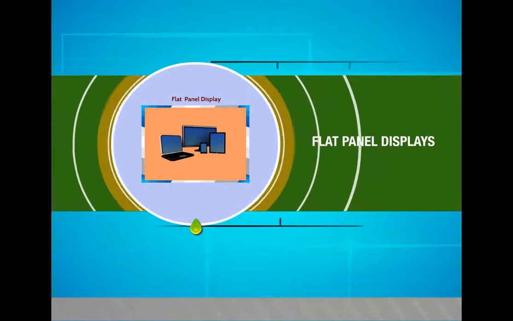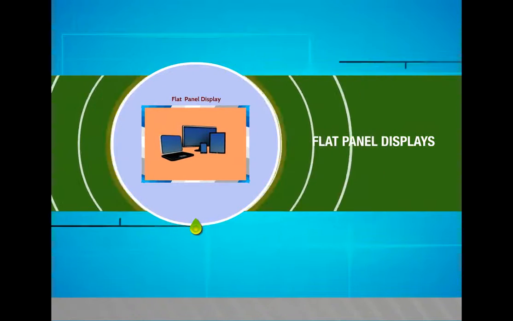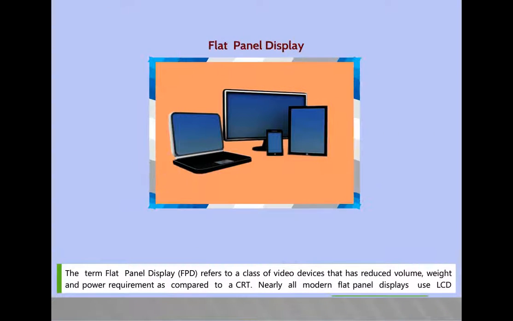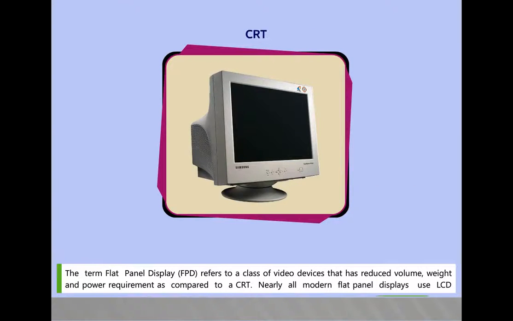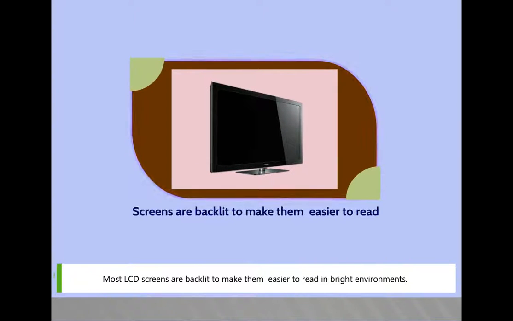Flat panel displays. In this video, we are going to see about flat panel displays. The term flat panel display, that is FPD, refers to a class of video devices that has reduced volume, weight, and power requirement as compared to a CRT. Nearly all modern flat panel displays use LCD technologies. Most LCD screens are backlit to make them easier to read in bright environments.